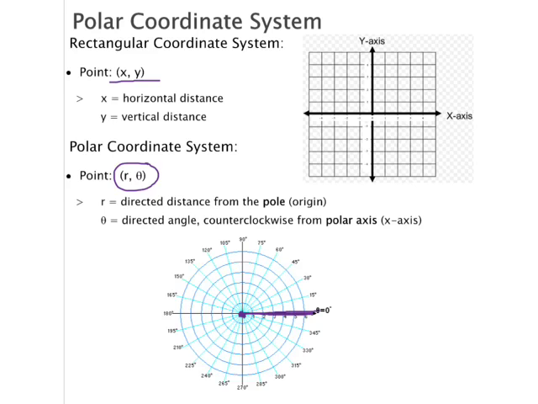We're going to rotate from there just like we're used to rotating with our rotational angles back in chapter 4. Okay, so r is always going to come first and then theta, just like x, y, those are in alphabetical order. R is the distance from the pole, theta is our angle that we rotate from the polar axis.